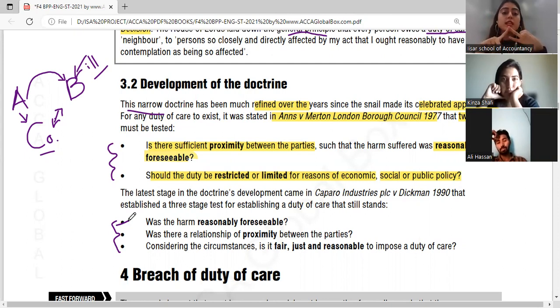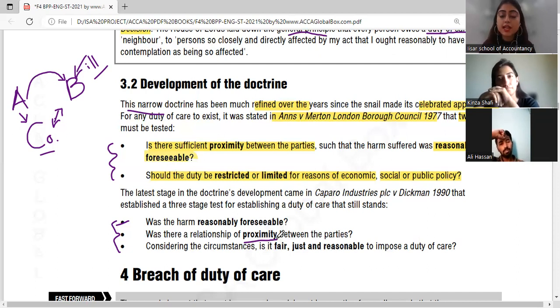Second, was there a relationship of proximity between the parties? Proximity between the parties means did the company know that this person would be harmed? Like, for example, if I don't teach properly, were they directly related to each other? Proximity: were they focusing on the specific customer?